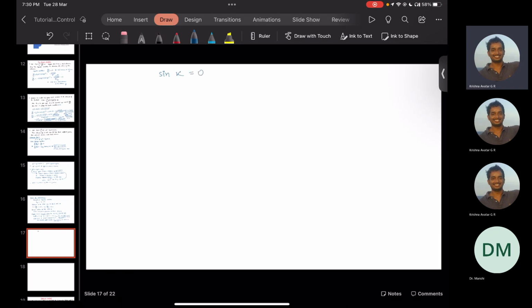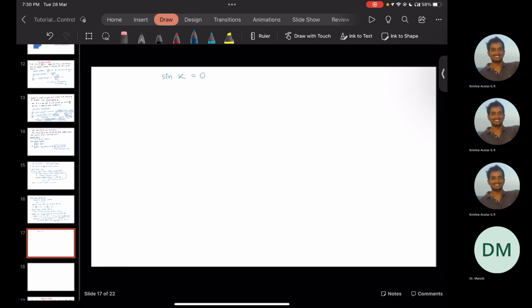Okay, so which means that we have sine kappa is equal to 0. And you know very well that this simply means that kappa is equal to 0, plus minus pi, plus minus 2 pi. Likewise, it goes till plus minus infinity into pi, if I say that.